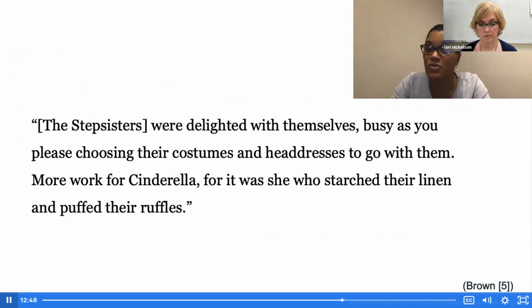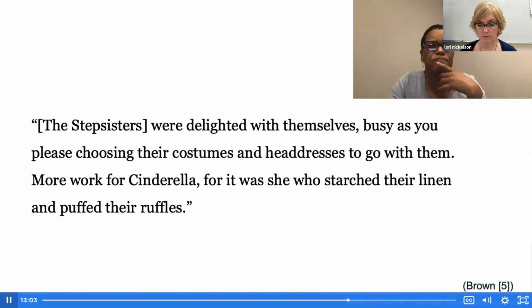The stepsisters were delighted with themselves, busy as you please choosing their costumes and headdresses to go with them. More work for Cinderella, for it was she who starched their linen and puffed their ruffles.